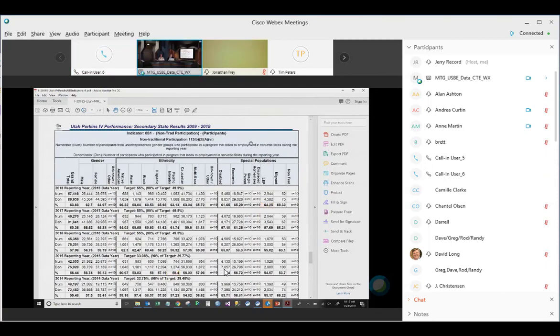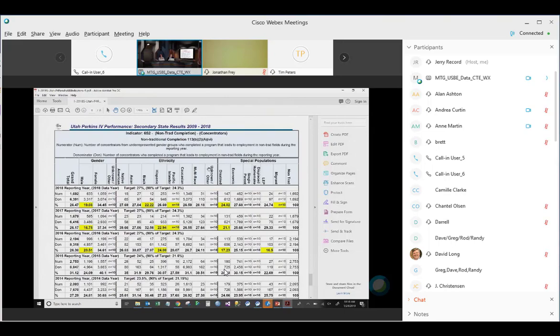5S1, non-traditional participation. These are the underrepresented gender in any career field. And these are participants, so it's going to be 9th through 12th graders. We jumped a little bit from the last 3-4 years, and we exceeded that target by a little more than 8 percentage points.